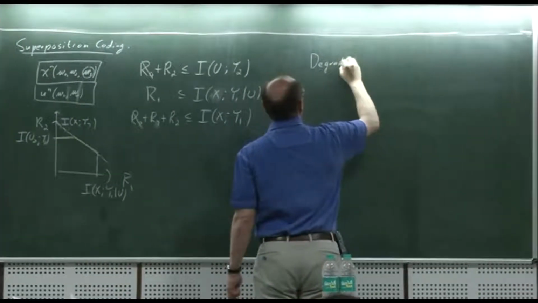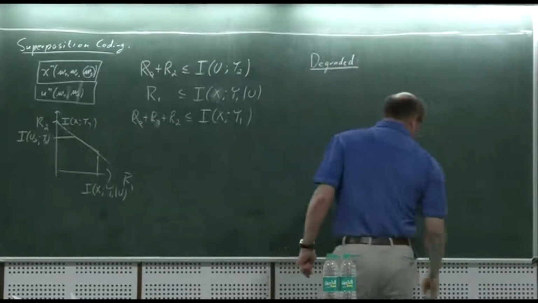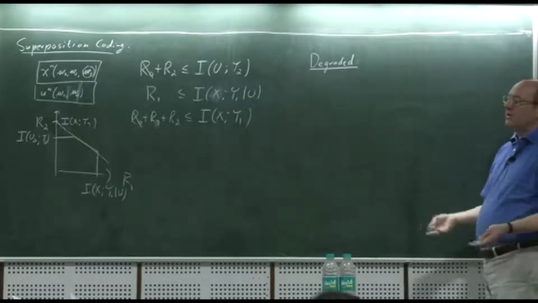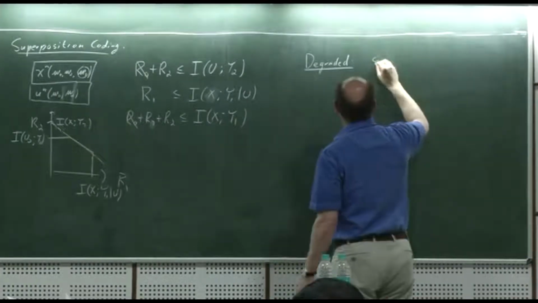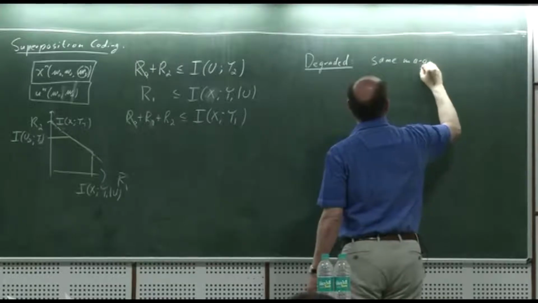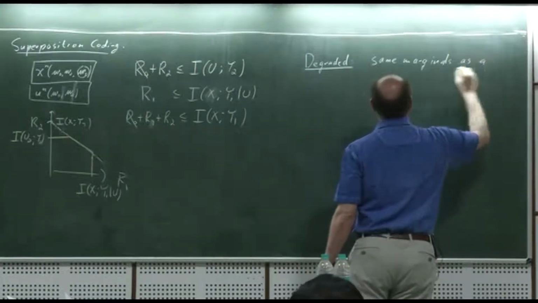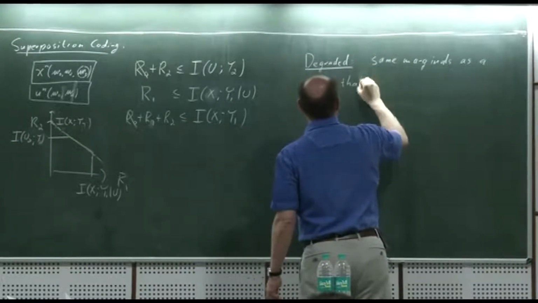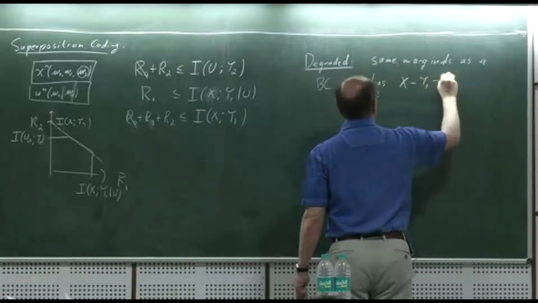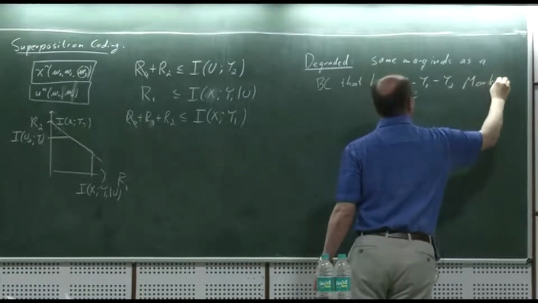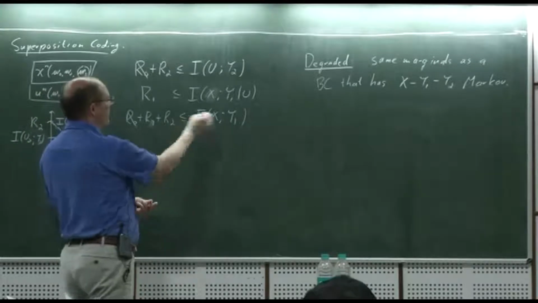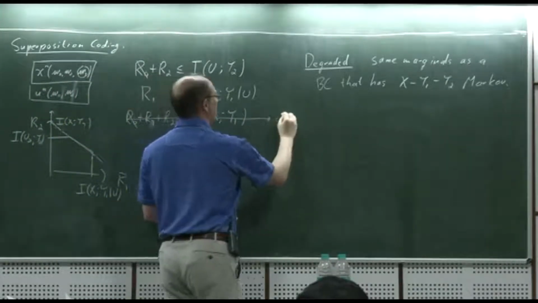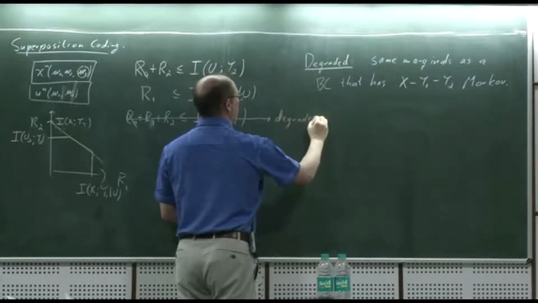So then we came up with this idea of degraded channels, where we say a channel is degraded if it has the same marginals as a broadcast channel that is physically degraded. So same marginals as a BC that has X, Y1, Y2 Markov, so that this chain is Markov. Then it's physically degraded. And we use that to show that, first of all, this bound isn't needed anymore for degraded channels. So we just wind up with these 2 bounds.